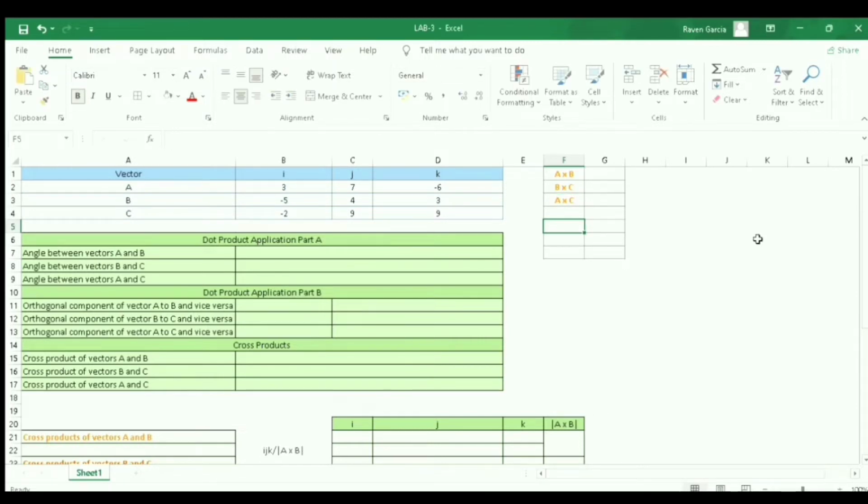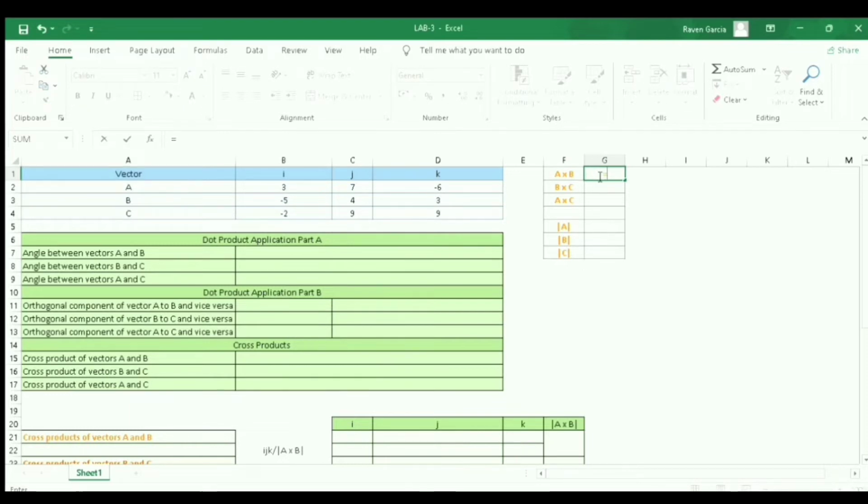At row 5, column F, input magnitude A. Don't forget the symbols because it's important. At row 6, column F, input magnitude B. At row 7, column F, input magnitude C. Now, we can input the formulas to get the value of the dot product on the given.